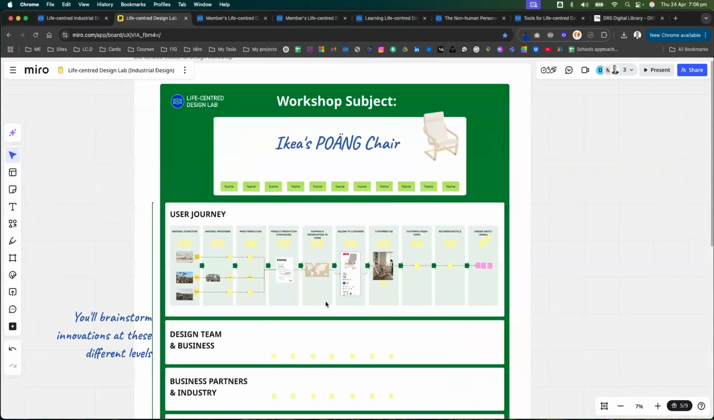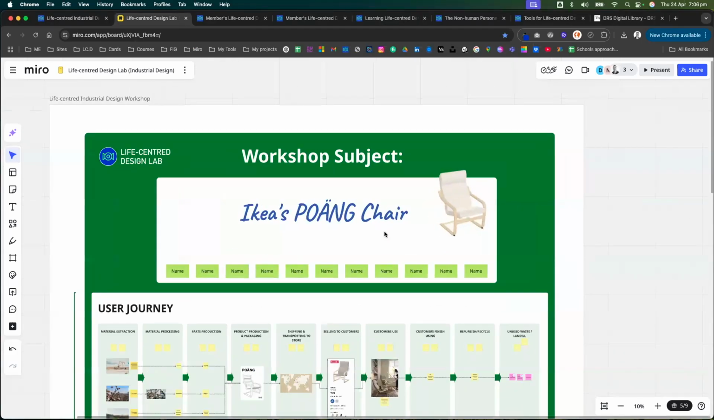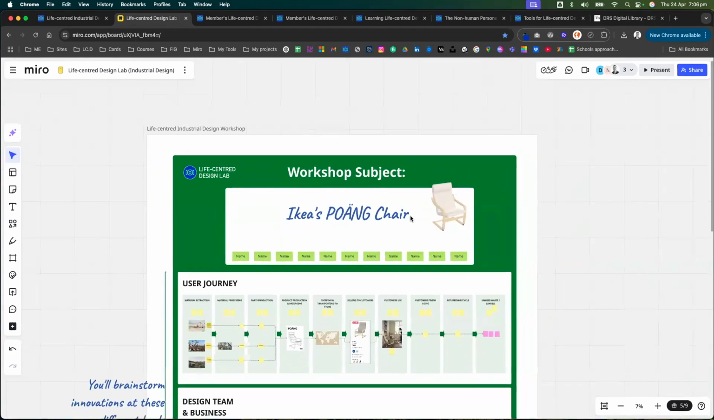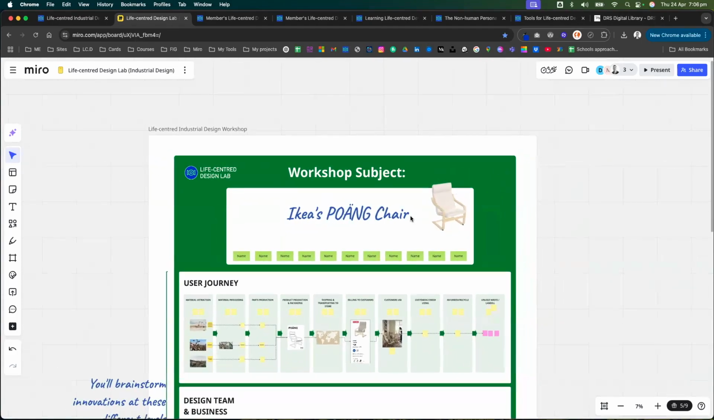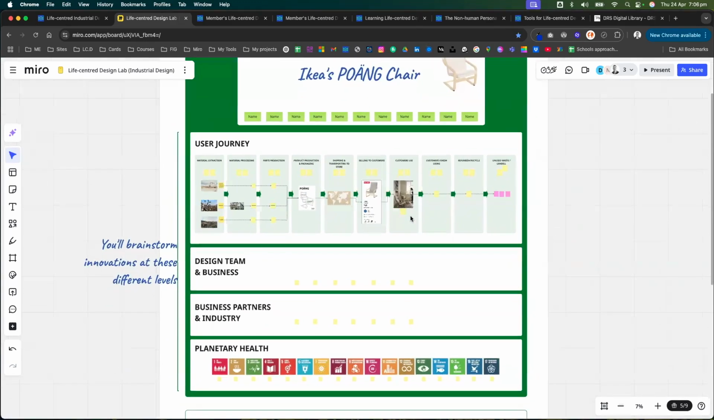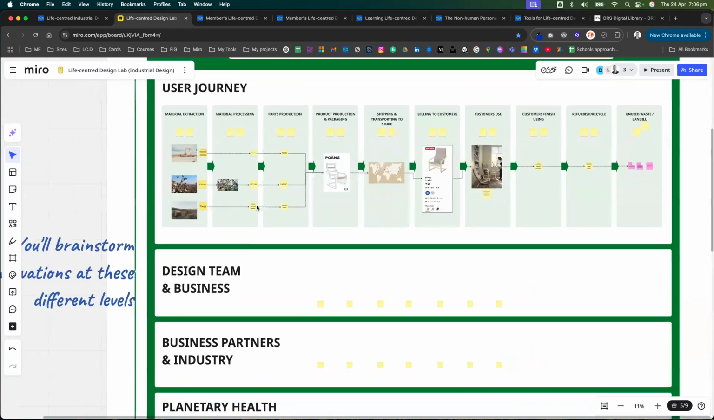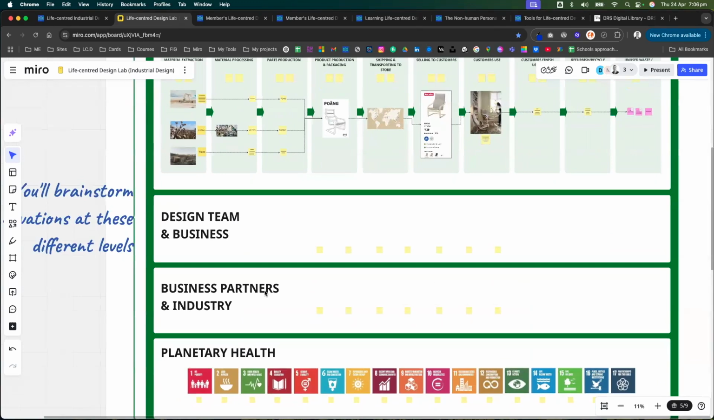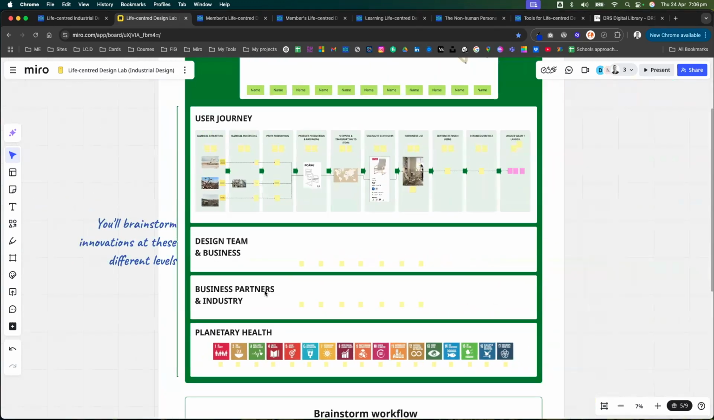Excellent. So the subject for the workshop tonight will be IKEA's Poang chair. This is something we actually did. I worked with a group of other designers, the Life-Centered Design Collective, and we tested some life-centered design tools on redesigning this chair. So that'll be our subject, and the cards that we'll play with will get us innovating at all these different levels: in the user journey, with the design team and business level, and perhaps at the industry level, and then we'll think about how we can connect these to the sustainable development goals.